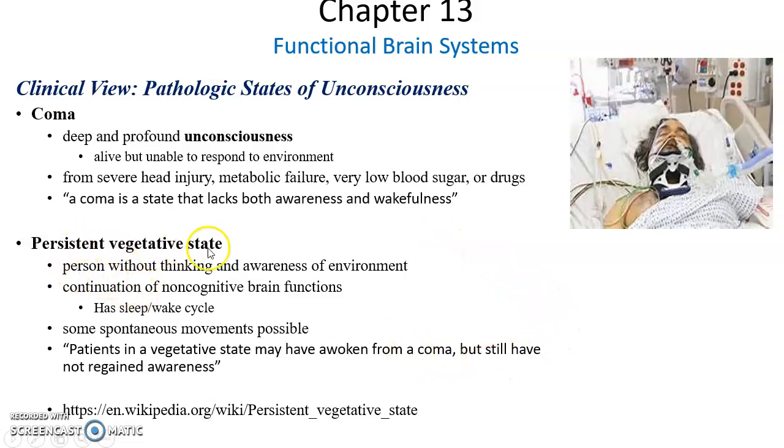And then there's persistent vegetative state, which is different. The person is not thinking, is not aware of their environment, but they do have some non-cognitive brain functions occurring. They do have a sleep-wake cycle, even though they're not conscious. And there is a possibility for them to have some spontaneous movements, even though they are not responding to their environment. So patients in a vegetative state may have awoken from a coma, but still have not regained awareness.